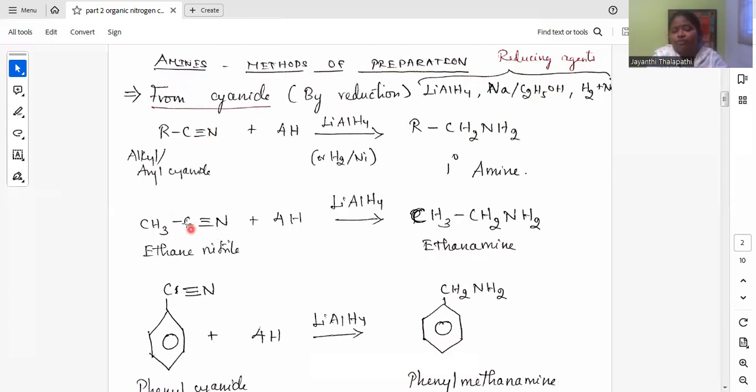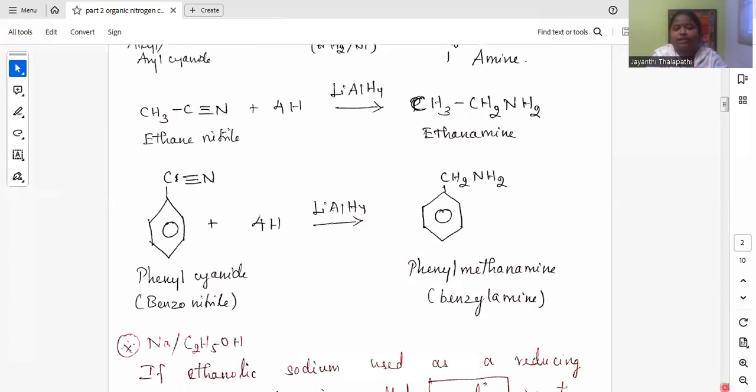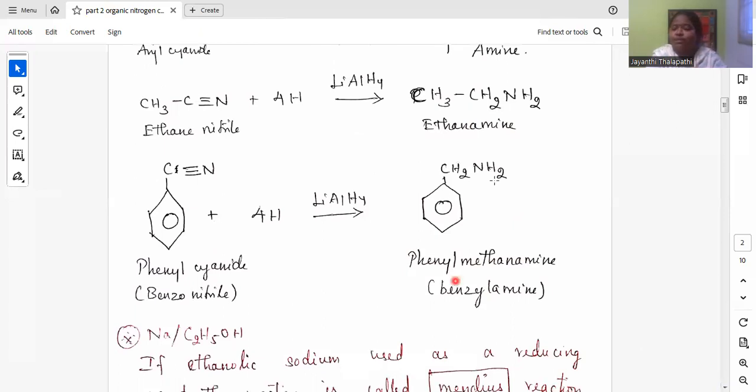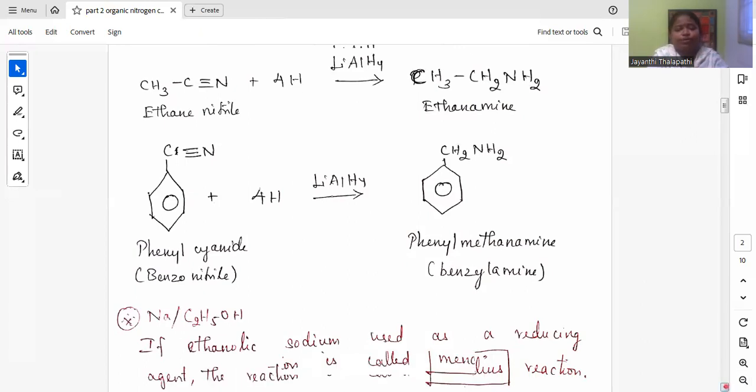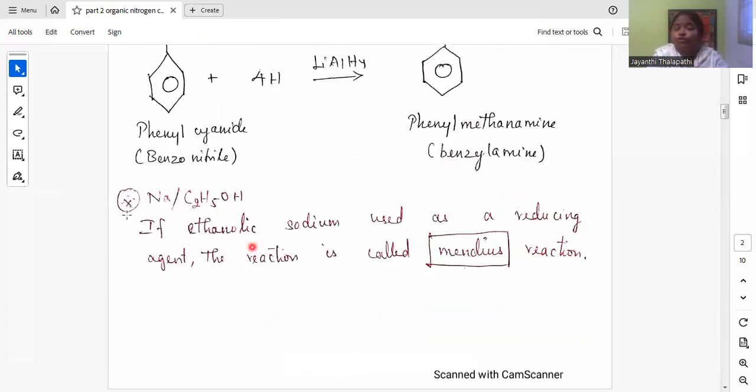So over here, carbon with 2 hydrogen, nitrogen with 2 hydrogen, which leads to ethanamine, right? CH3CH2NH2, ethanamine. If it is a benzene ring with cyanide, phenyl cyanide, that leads to phenyl methanamine, right? So something important to know: if you use ethanolic sodium as a reducing agent, we call this process the Mendius process, Mendius reaction.